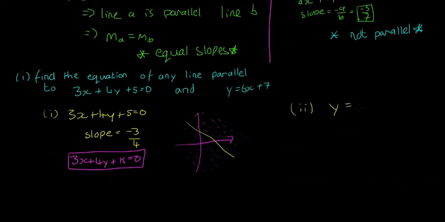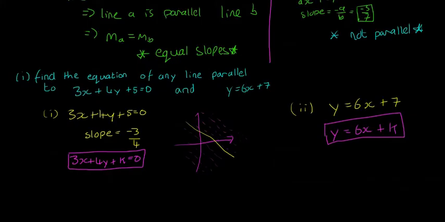This one here, we have y is equal to 6x plus 7. The equation of any line parallel to this has to have the same first bit, so it has to have the same slope. I'll do it in purple still. So it's going to be y is equal to 6x, and it's only this number here that's going to change. I'm going to call this k. So y is equal to 6x plus k.